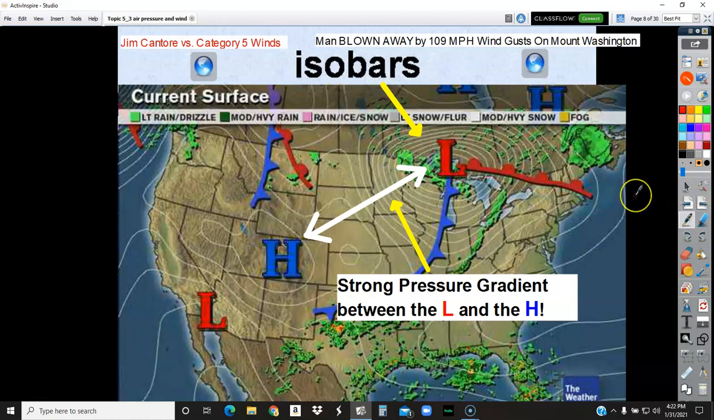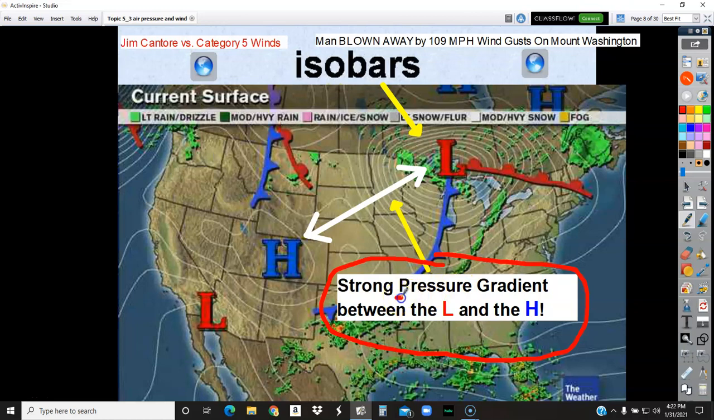Now, how do I know where the wind is? And this gets into what causes wind. Wind is created by what's called a strong pressure gradient. The word gradient shouldn't be new. Gradient means slope, or the change in elevation over distance. In this case, that's an elevation gradient.